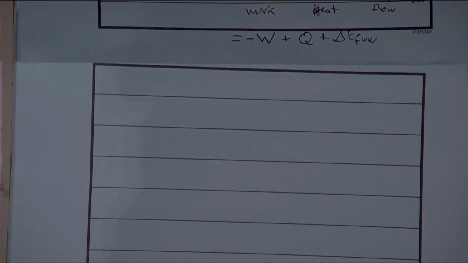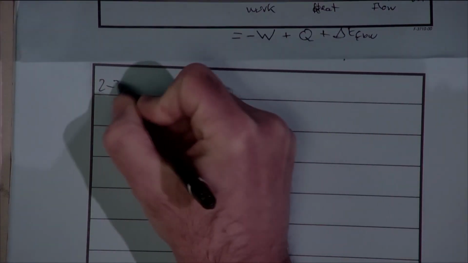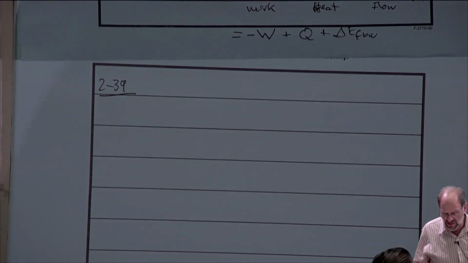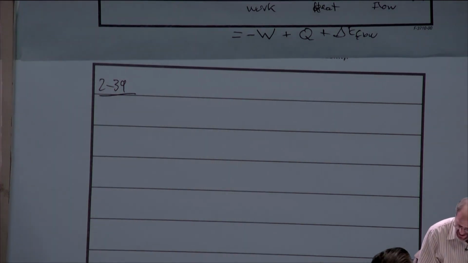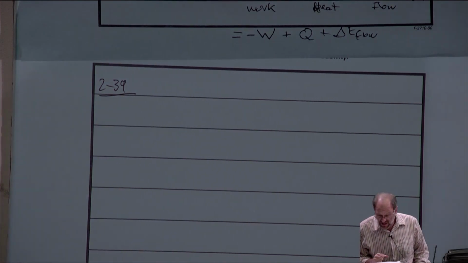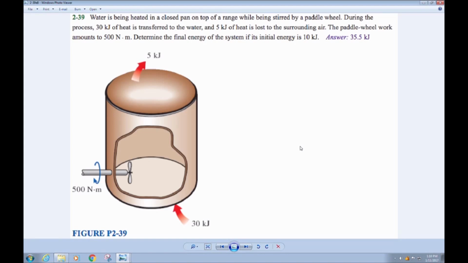All right, so with regards to this particular example problem, again, this is 2-39, and this actually comes from the 8th edition of your book. So basically it says you have water that's being heated in a closed pan on top of the range, which is an old-fashioned word for stovetop, while being stirred by a paddle wheel. During this process, 30 kilojoules of heat is transferred to the water. Additionally, 5 kilojoules of heat is lost to the surrounding air, and paddle wheel work, which amounts to 500 Newton meters, is being done during this process. So just think of the paddle wheel as you with the spoon kind of stirring, right? And it says determine the final energy of the system if its initial energy is 10 kilojoules.